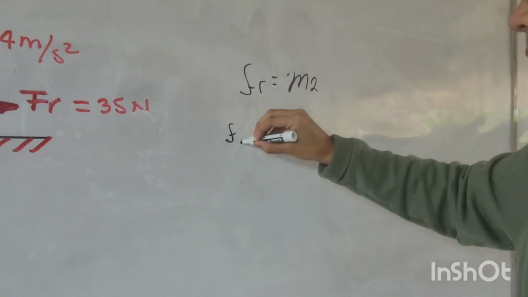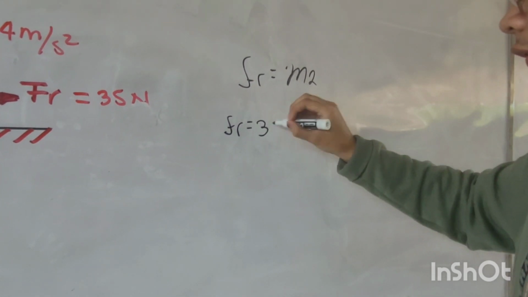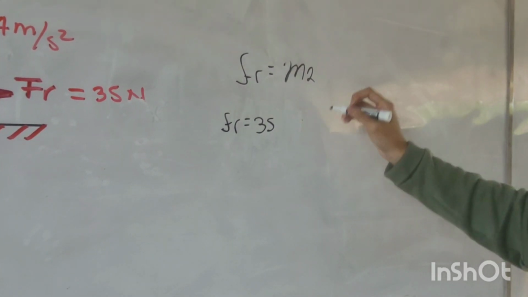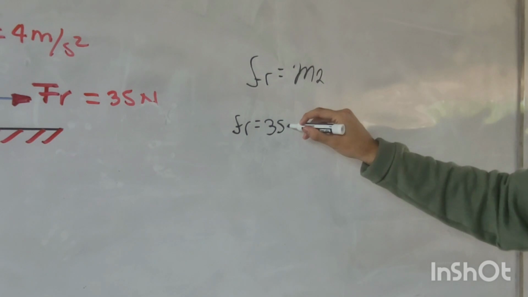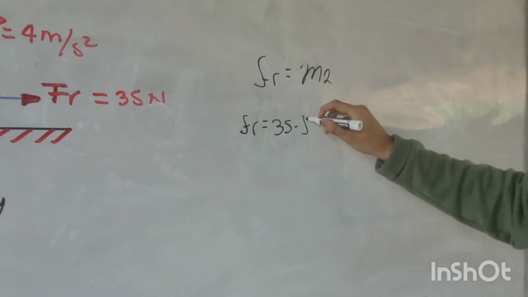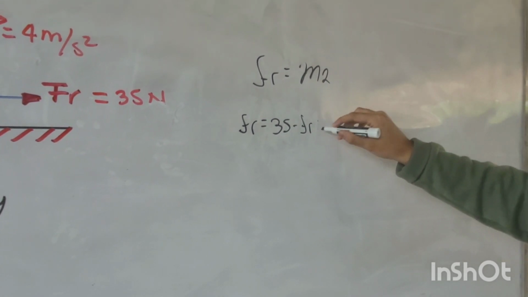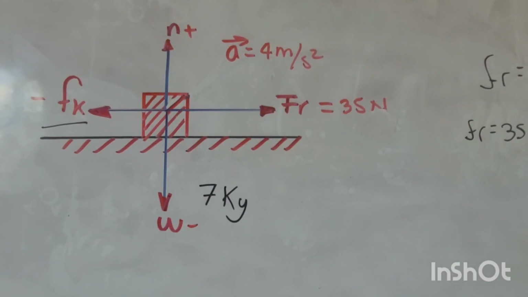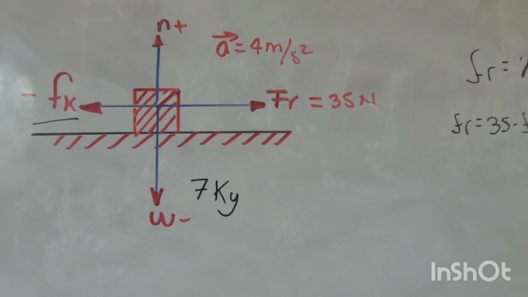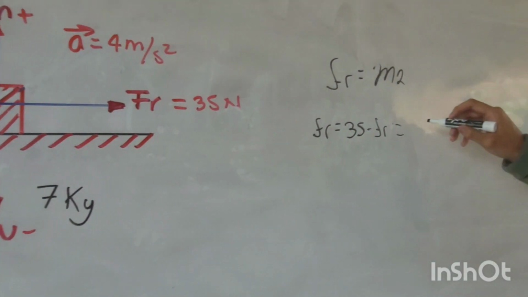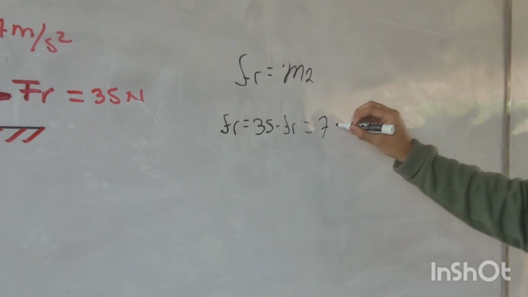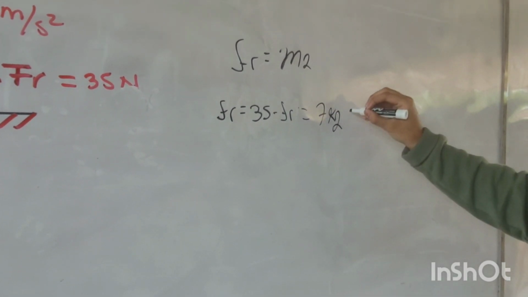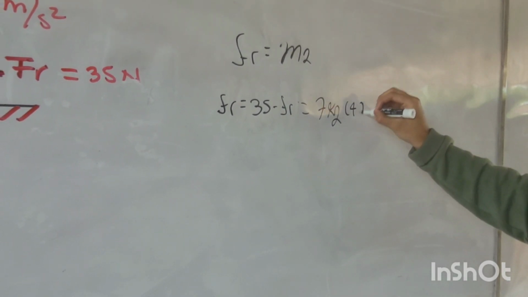So here 35 newtons. Then we have to put a minus friction. And okay, so we have to put the kilograms and the acceleration. So we know that it's 7 kilograms multiplied by 4.